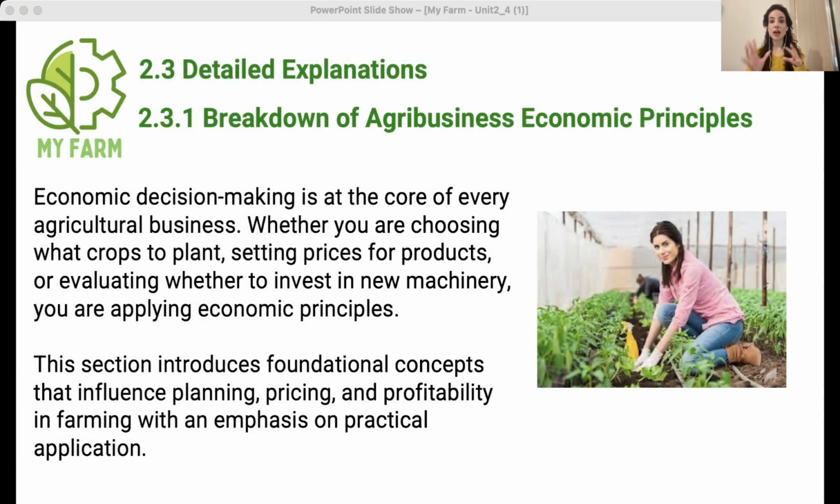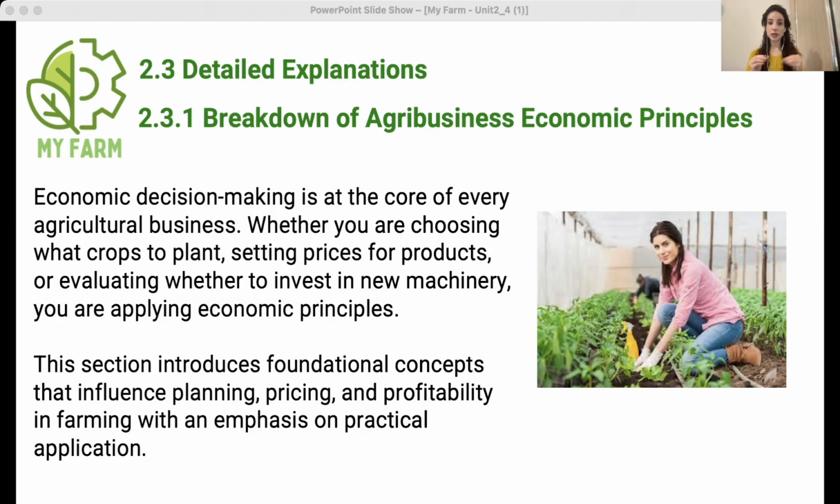After covering the key concepts of agricultural business management in lessons 2 and 3, in this lesson we will dive into more detailed explanations. We will start with breaking down the core economic principles that shape agricultural businesses. These principles influence planning, pricing, investment, and profitability. They explain why some farms remain resilient over time, while others struggle even when production levels are high.